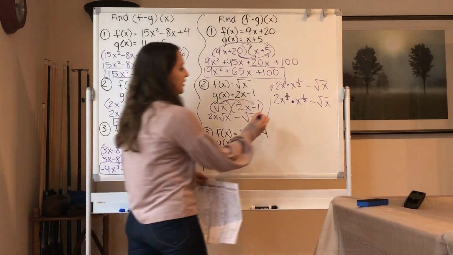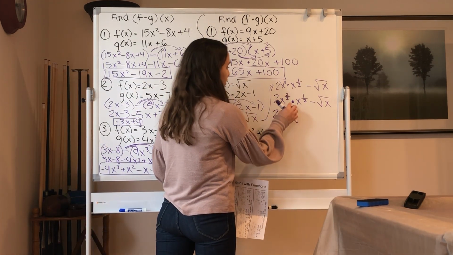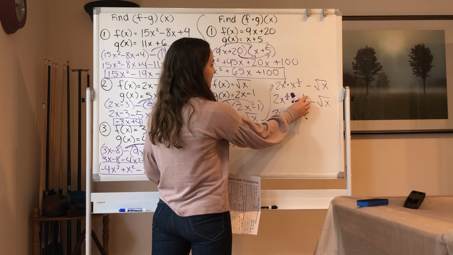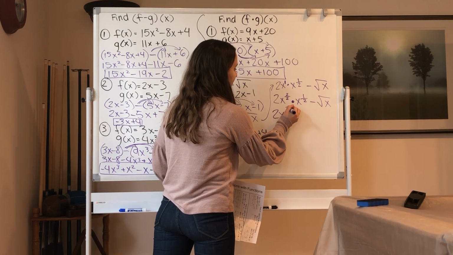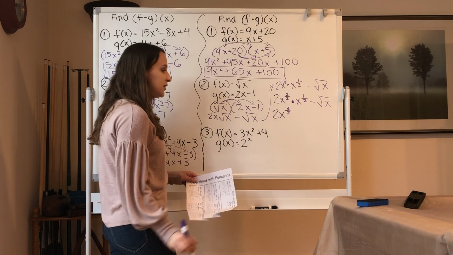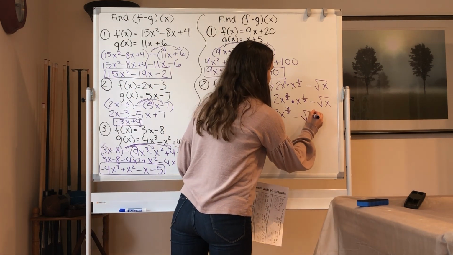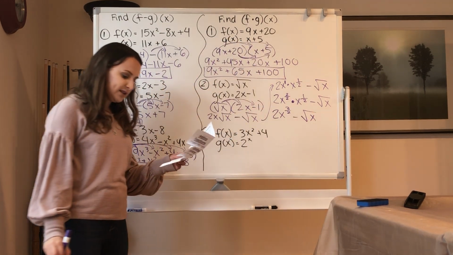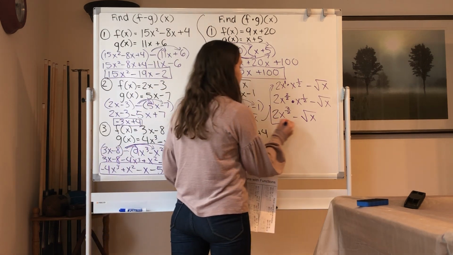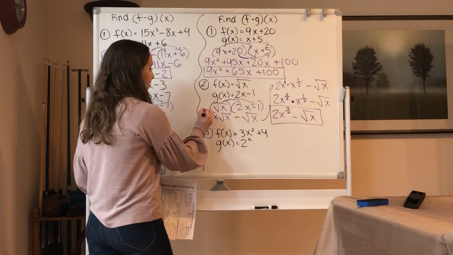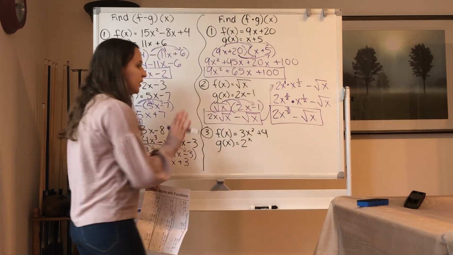And then the last thing you could do is add your exponents. So 2/2 plus 1/2 is x to the 3/2. So 2x to the 3/2 minus radical x would be how you could simplify this a little bit further. However, I am okay with the other answer as well. Either answer, I'm okay with.